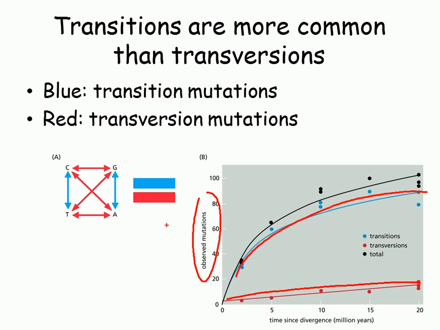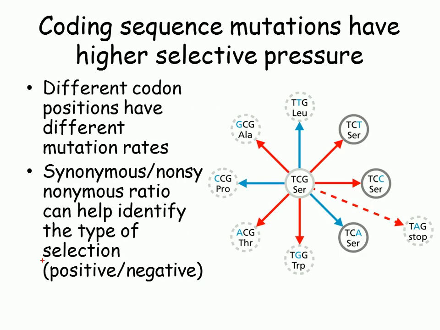Okay, so observed mutations versus time is its divergence, which is the distance between two species in terms of their evolutionary time. And as I just mentioned to you, coding sequence mutations have higher selective pressure. So if a mutation changes the amino acid, it'll have a higher selective pressure. If it doesn't change the amino acid, then it's sort of random. It'll appear at random. So in most cases, if it's a protein coding gene, it won't change, and it doesn't change the amino acid.